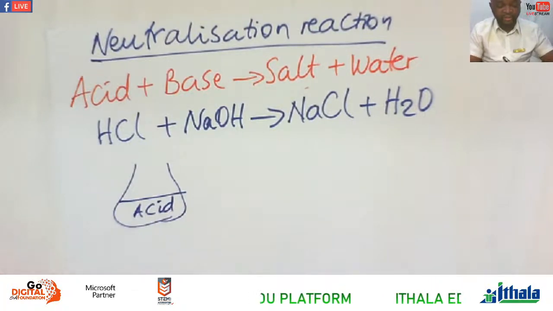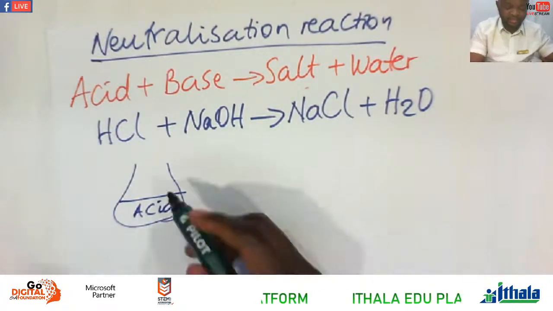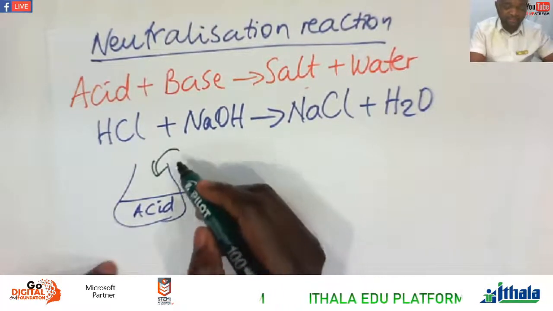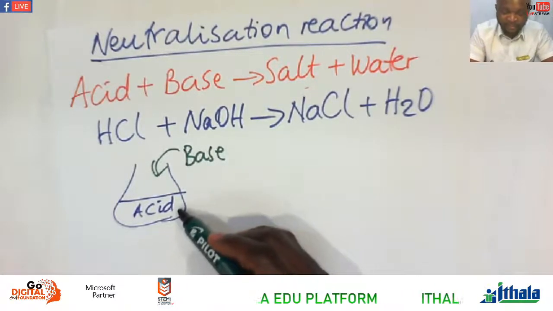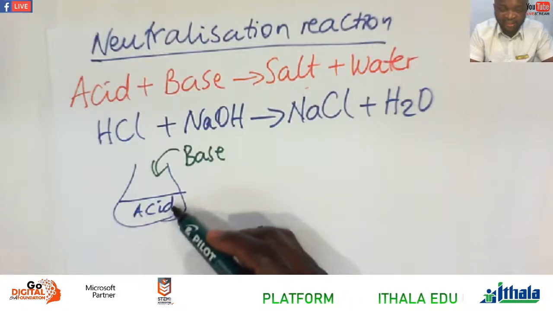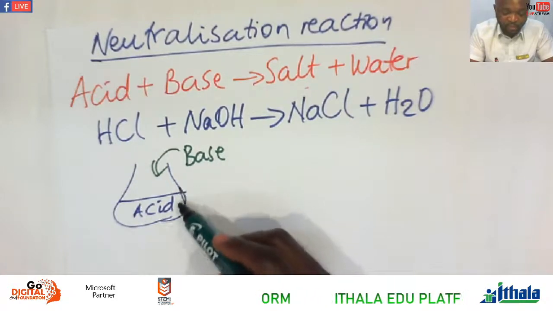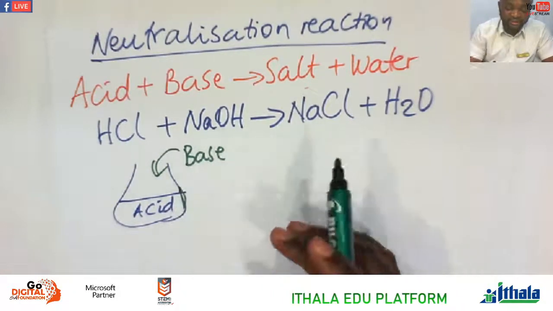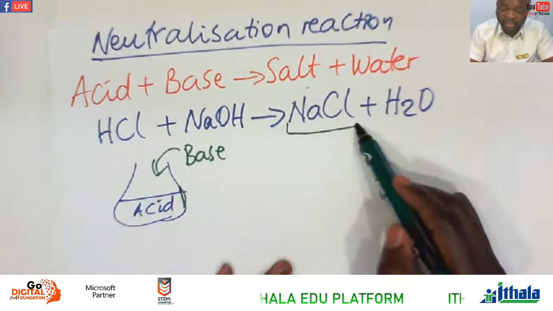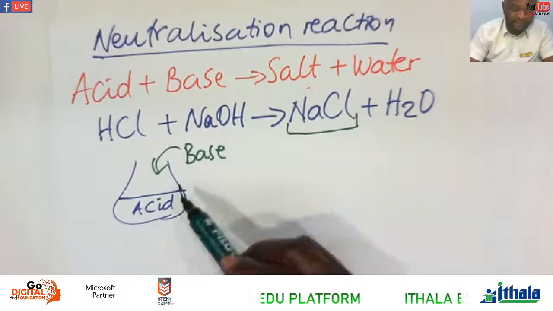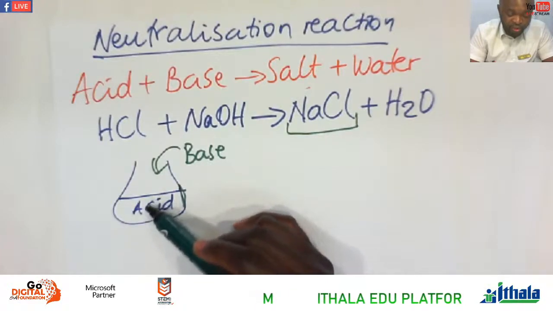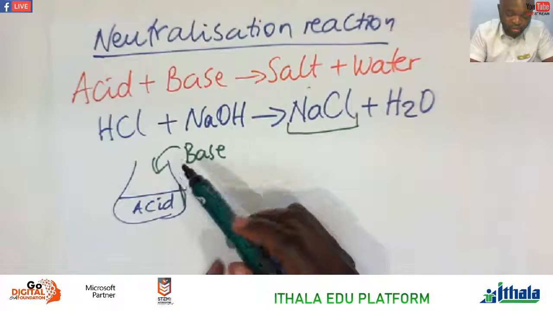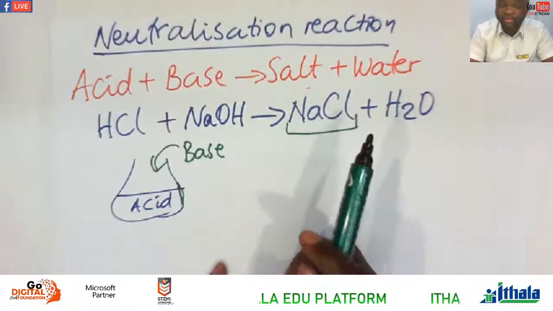Then you add a base, right? We add a base. Now, by adding the base, you are neutralizing this acid. You are neutralizing the acid. The main purpose is for the pH to be 7 so that it is neutral, because we want a neutral salt, right? So as you add the base, the pH of the acid goes up and the pH of the base goes down until it is 7.